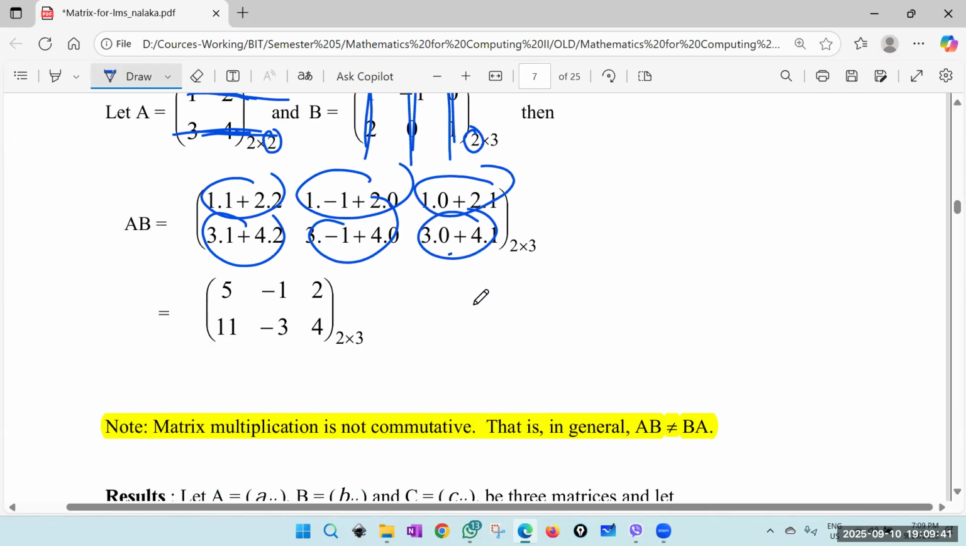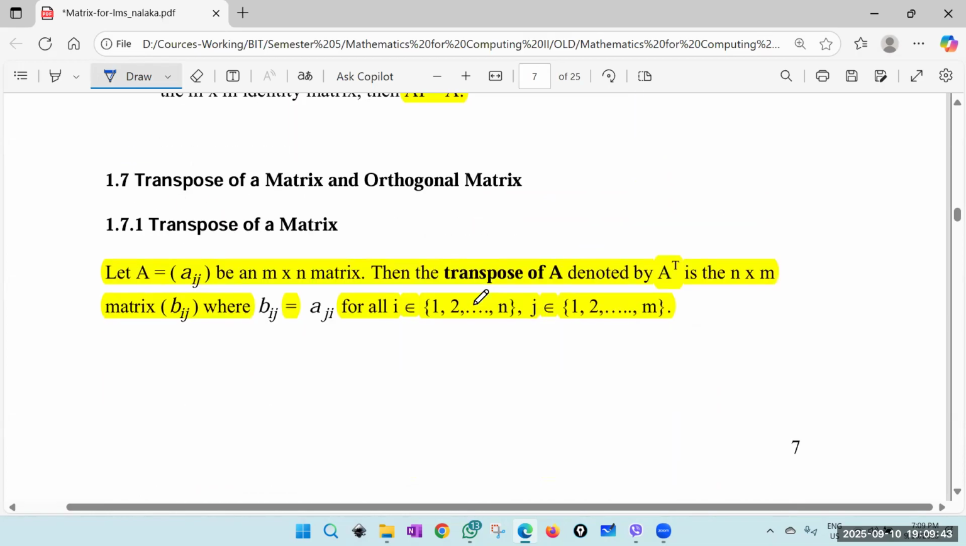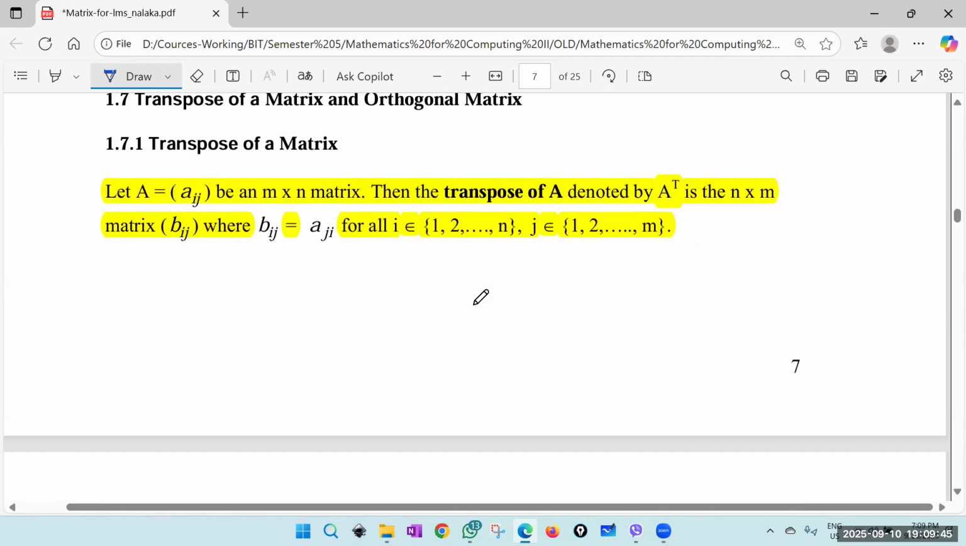I think that is where we stopped. No, we did discuss a few more things. Right. So then the transpose of a matrix is a simple concept. So basically, let me try to explain it in an abstract manner.